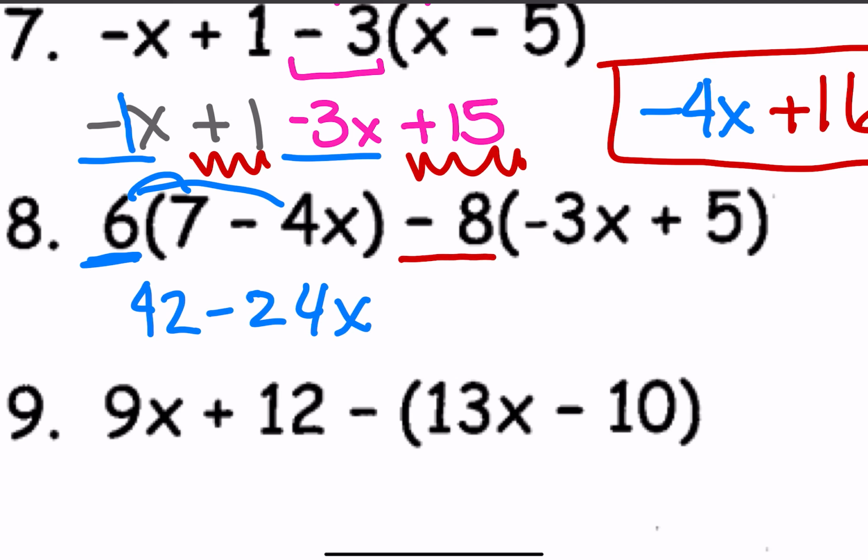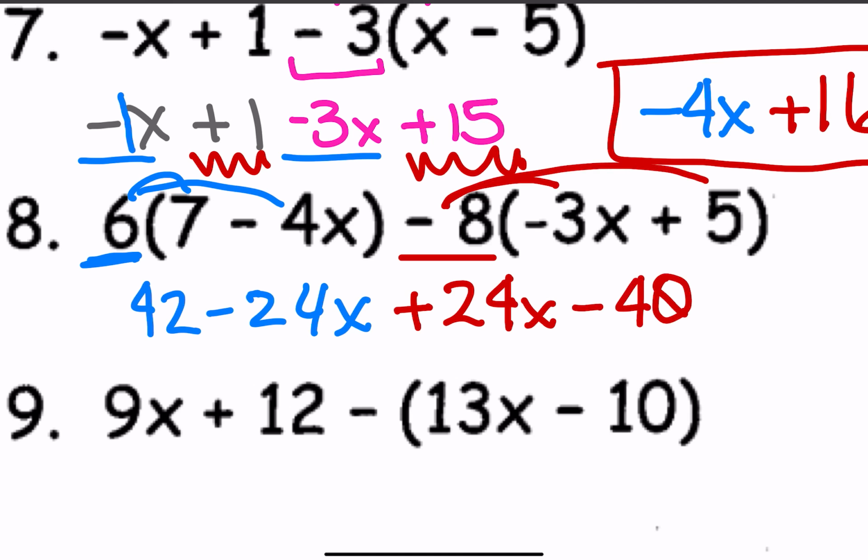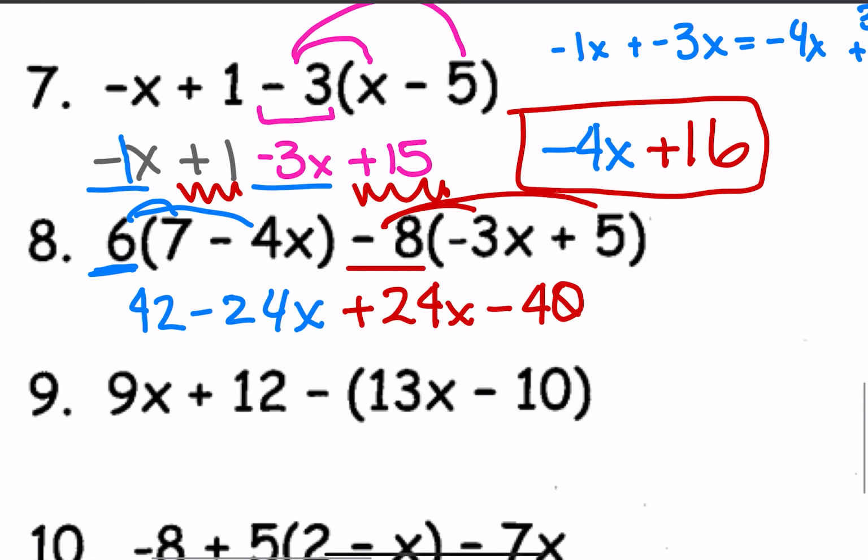Now we got to distribute this negative 8 because that's what's attached to the parentheses. Negative 8 times negative 3x is a positive 24x. And then negative 8 times positive 5 is a negative 40. All right, now we're going to combine like terms. So we got 42 and negative 40, or 42 minus 40. Oh, we know how to do that. That's a 2.